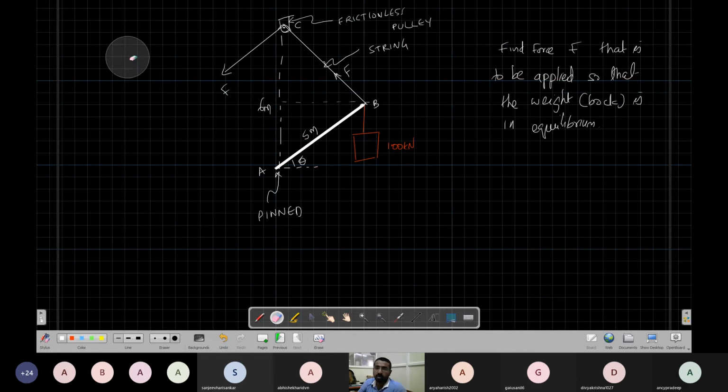Right. Now, so that is one point. Now, can you find this? Can you solve this? You just try now.